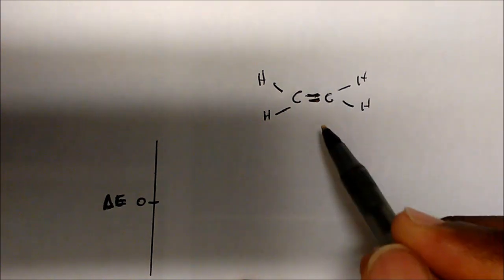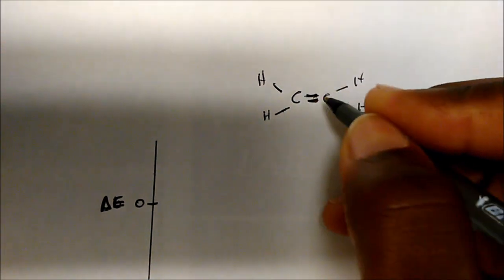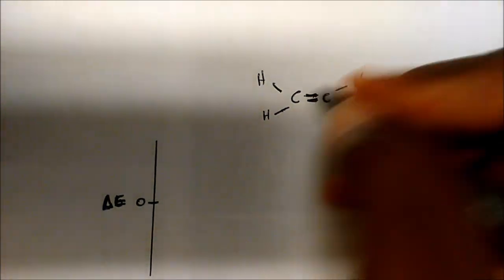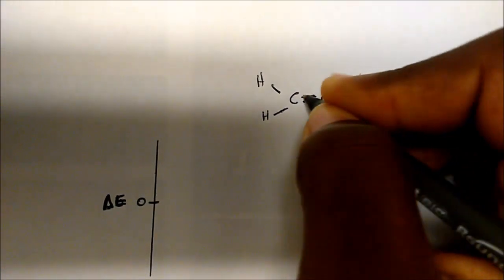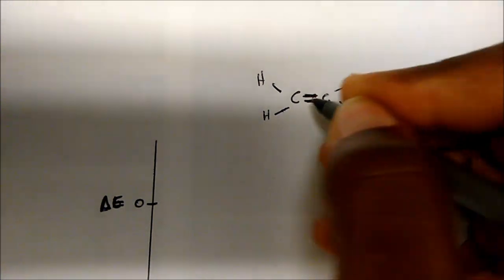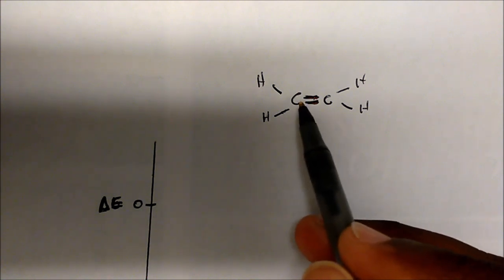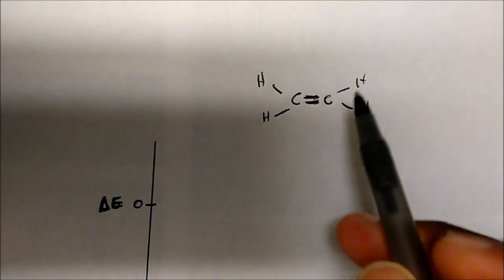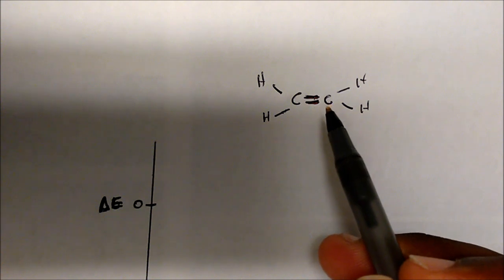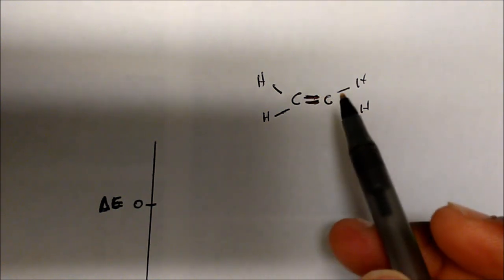So the way we draw molecular orbital diagrams is that we count how many pi electrons we have. Well, in this molecule here, you can see that we have 2 pi electrons. Remember we said that every single bond is a sigma bond, and a double bond consists of one sigma bond and one pi bond. So we have 2 pi electrons here.